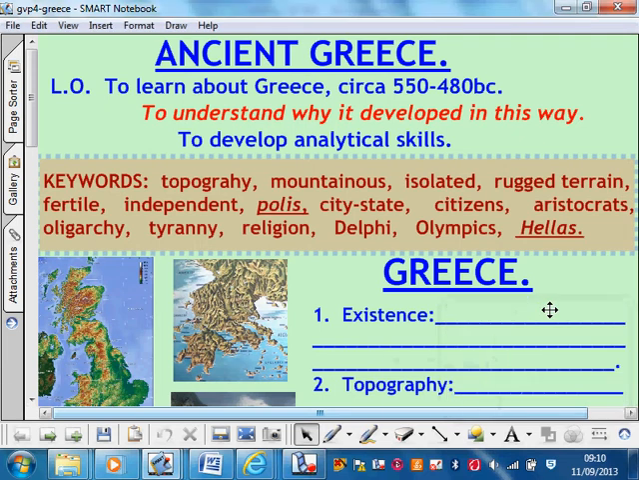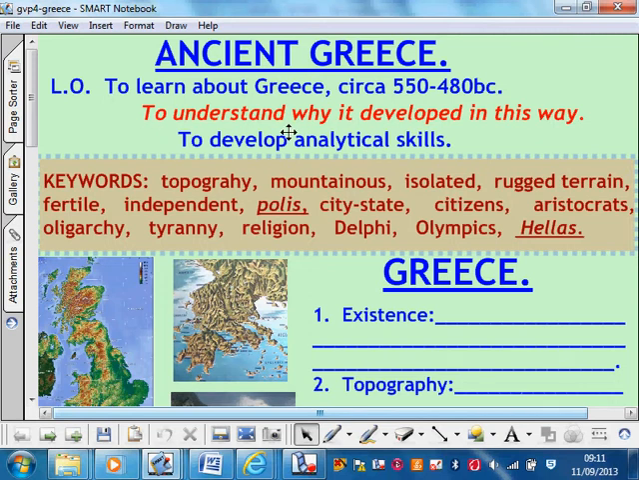So this is our next lesson on Greece versus Persia. We've looked at the Persian Empire. We're going to spend a couple of lessons looking at what we call ancient Greece. So we'll learn about Greece circa 550 to 480 BC. Circa means about, around about that time. Yeah, that's what that word means if you ever see it in an exam, circa.